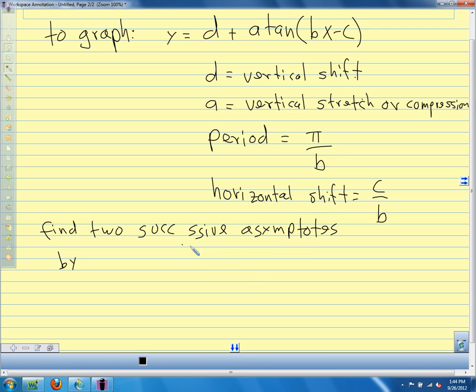Did I put too many S's? I don't think it has 2 S's. S-U-C-C-E-S-S-I-V-E. 2 successive, one after the next.